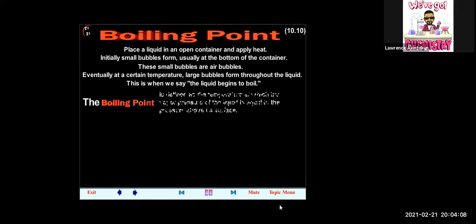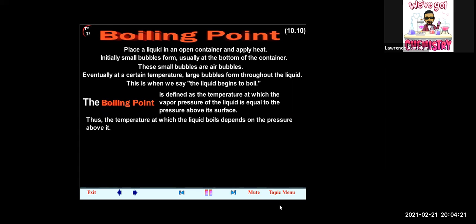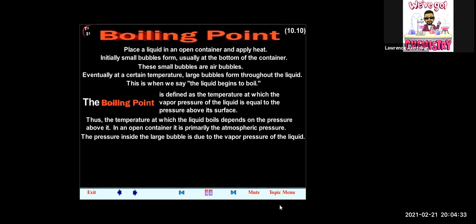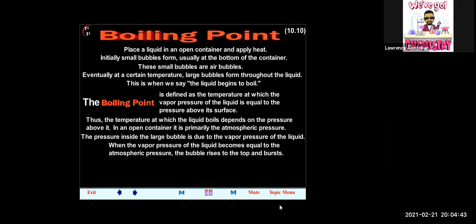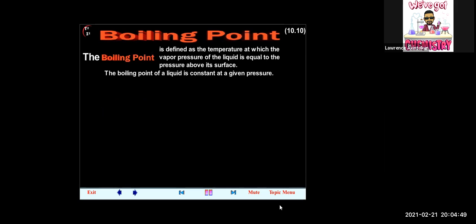The boiling point is defined as the temperature at which the vapor pressure of the liquid is equal to the pressure above its surface. Thus, the temperature at which the liquid boils depends on the pressure above it. In an open container, it is primarily the atmospheric pressure. The pressure inside the large bubble is due to the vapor pressure of the liquid. When the vapor pressure of the liquid becomes equal to the atmospheric pressure, the bubble rises to the top and bursts. The boiling point of a liquid is constant at a given pressure.